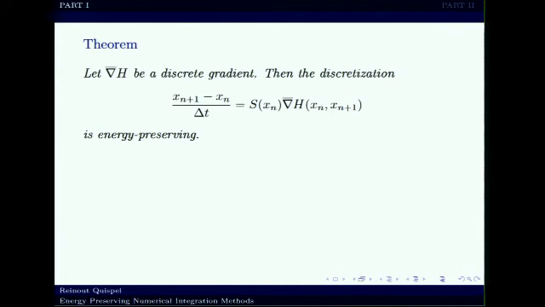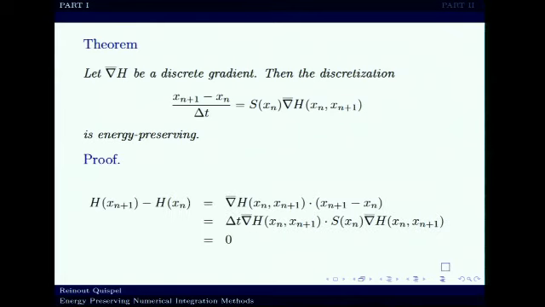Now actually, it is not very difficult to show, and here it is. By definition of the discrete gradient, the difference between the Hamiltonian at the new point minus the Hamiltonian at the old point is the discrete gradient dot product with this. But if xn plus 1 minus xn satisfies this equation, then I can replace this by that, times delta t. And so we get discrete gradient times S times the discrete gradient.